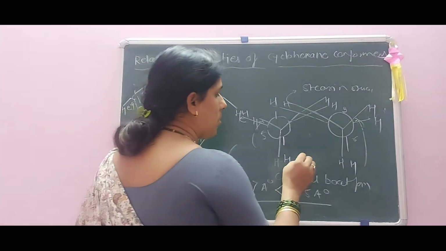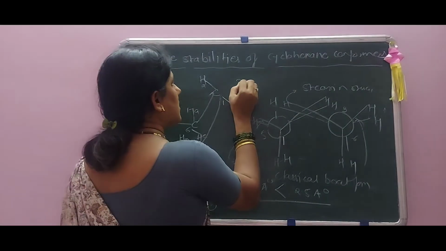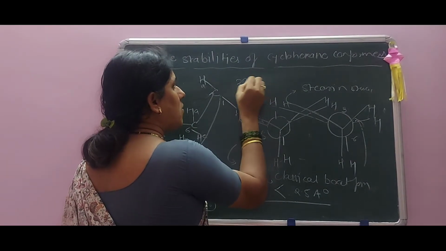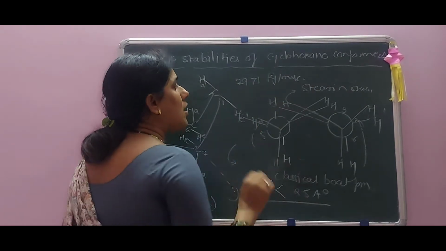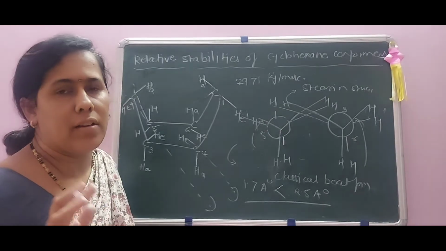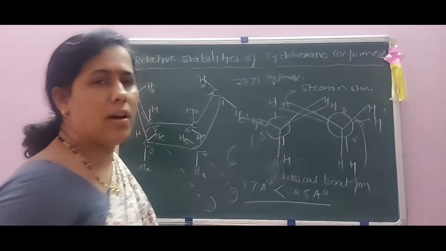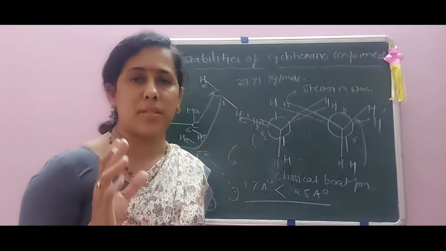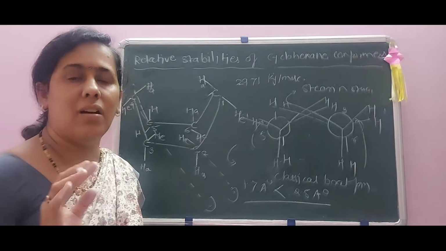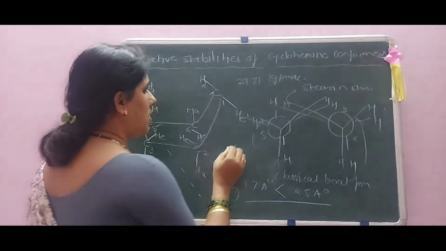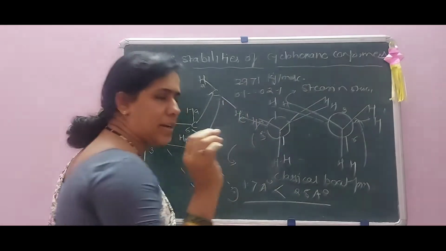Now, how much strain does the molecule have? For that purpose, it acquires 29.71 kilojoule per mole of extra energy for acquiring a stable structure. As it is a highly strained molecule here, it becomes highly energetic, therefore it is very less stable, that is equal to 0.1 to 0.2% here.